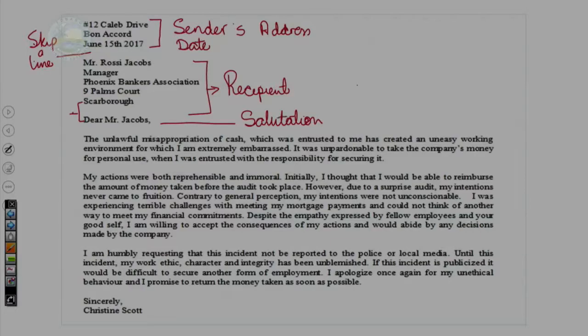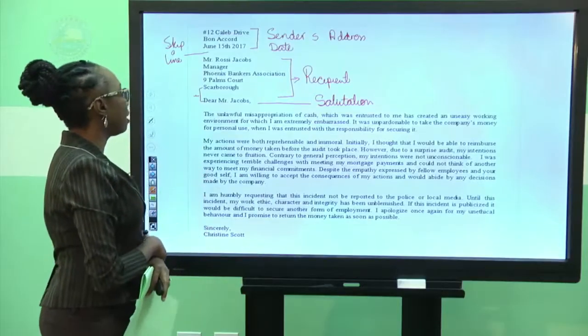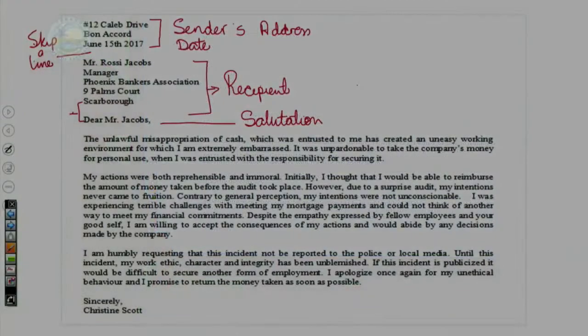This is what is evident. I want you to be aware of what is actually evident in the one that you're presented with, because it's following the same organizational structure that we spoke about when you're writing it. So, dear Mr. Jacobs, the unlawful misappropriation of cash, which was entrusted to me, has created an uneasy working environment for which I'm extremely embarrassed. It was unpardonable to take the company's money for personal use when I was entrusted with the responsibility for securing it. My actions were both reprehensible and immoral.